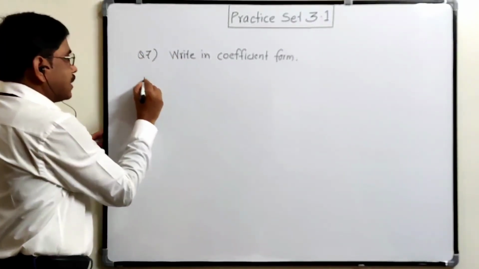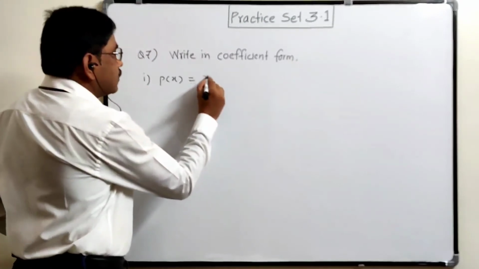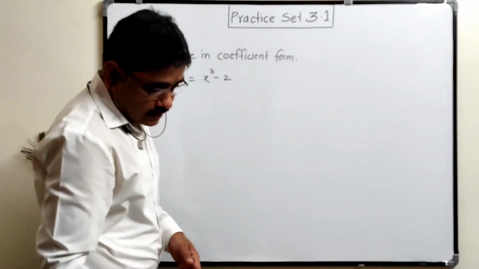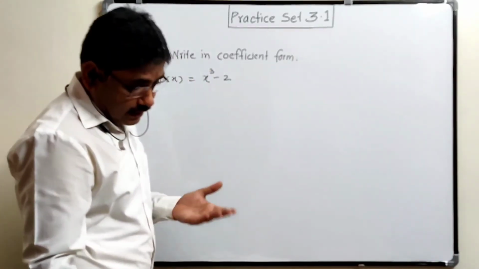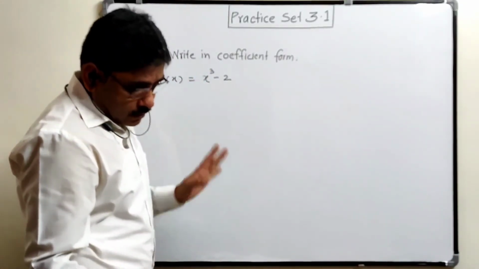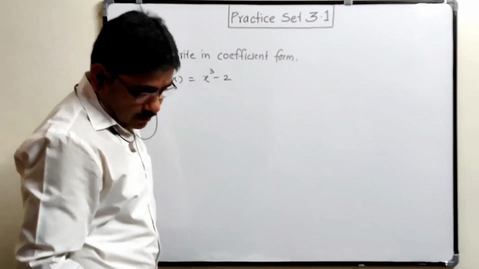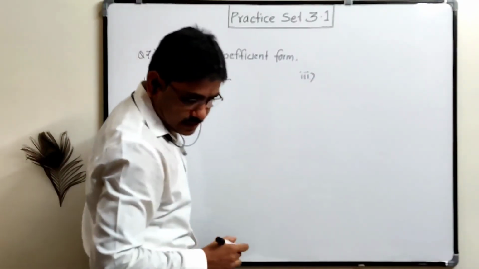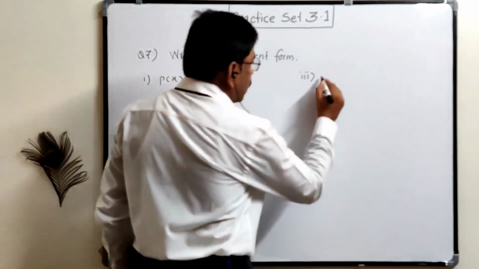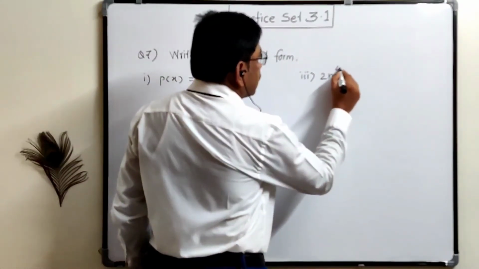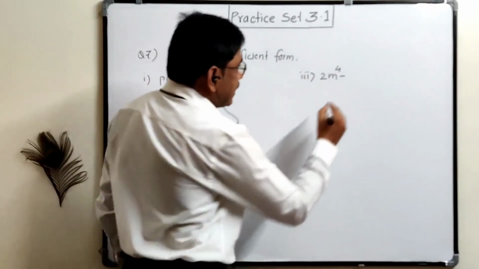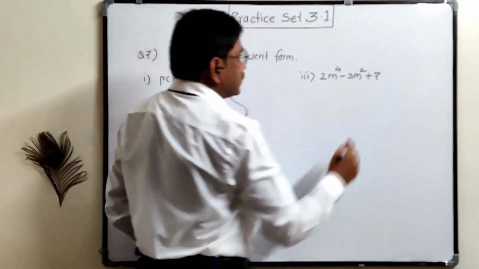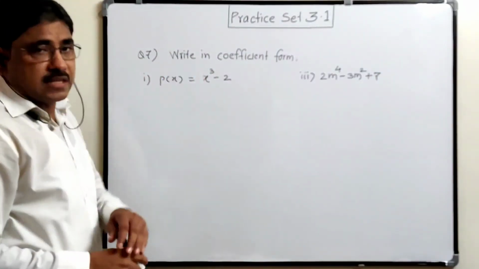The first example is x cube minus 2. Then we have to write it in standard form, then index form, and then coefficient form. Third example, we will see two examples simultaneously: 2m raised to 4 minus 3m square plus 7. So in this way, two examples are given.